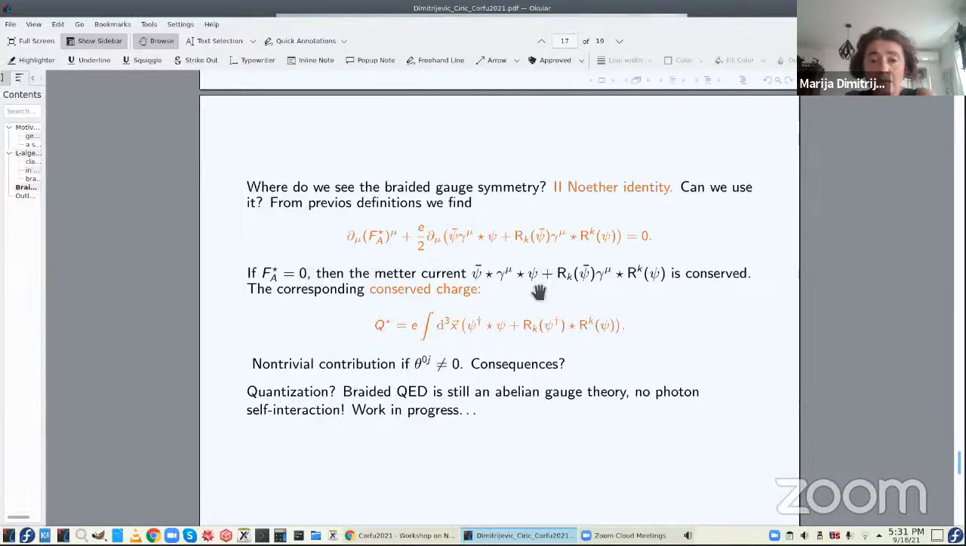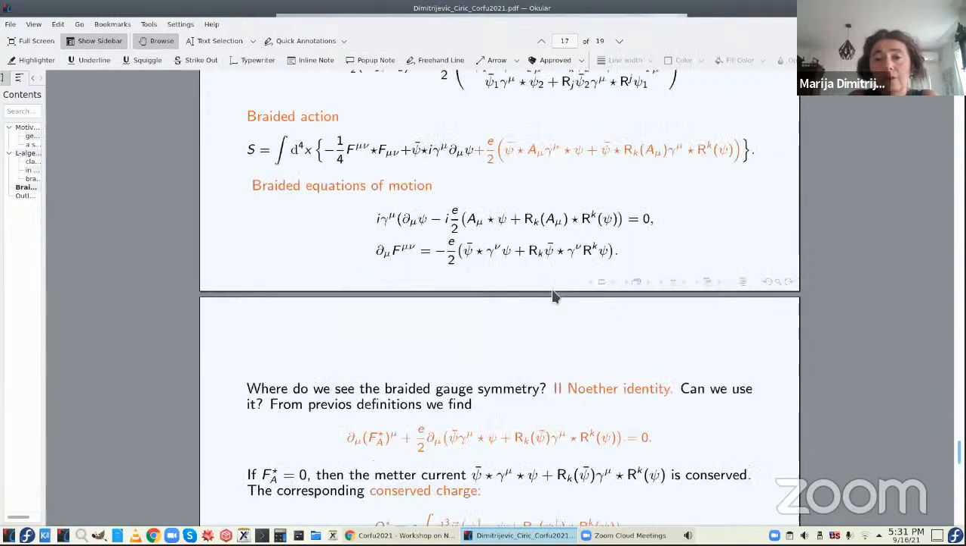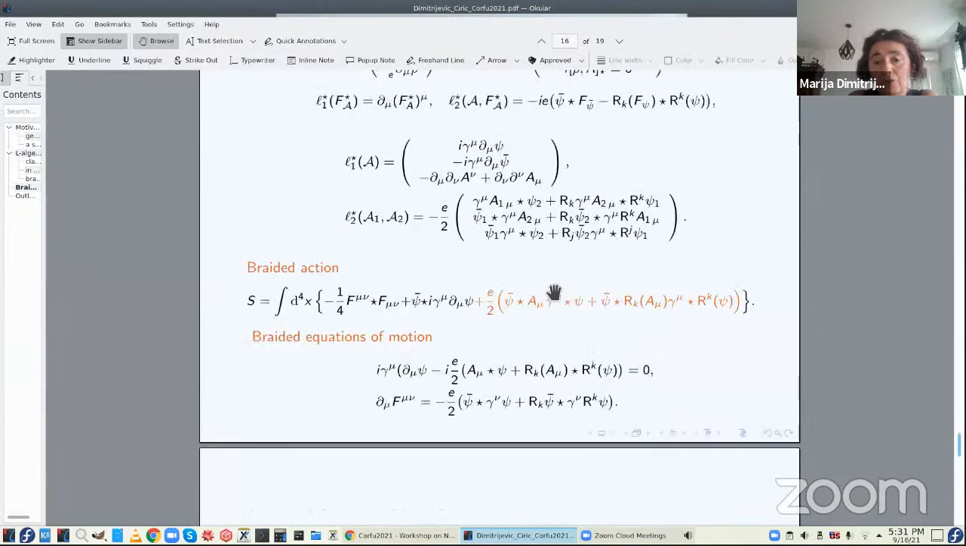The other thing that one should look at concerning this braided electrodynamics, a simple example of braided gauge theory, is the quantization. I have already mentioned that it remains an abelian gauge theory, so there are no photon self-interactions. Meaning that, for example, if you want to calculate the corrections to the vacuum polarization, you would just have a contribution of the fermionic bubble. So there will be no photon bubble or tadpole diagram of the photon like we had before in the star gauge theory.